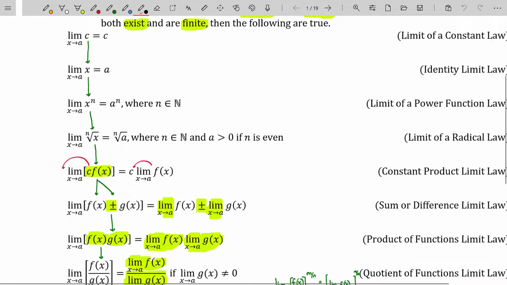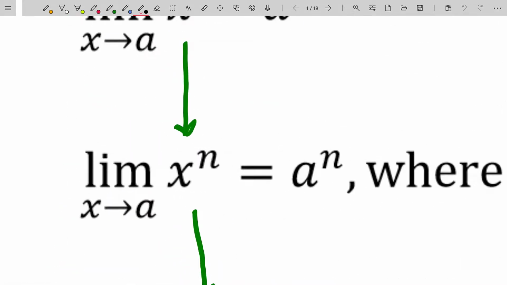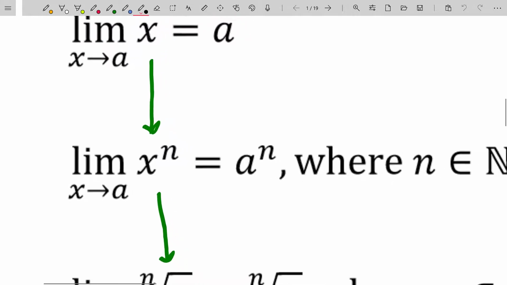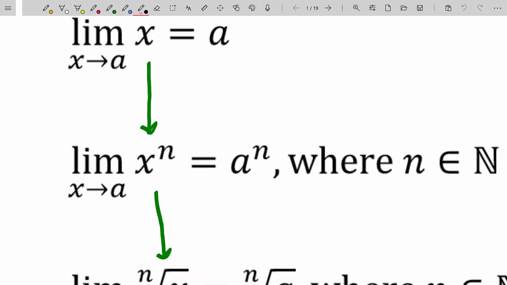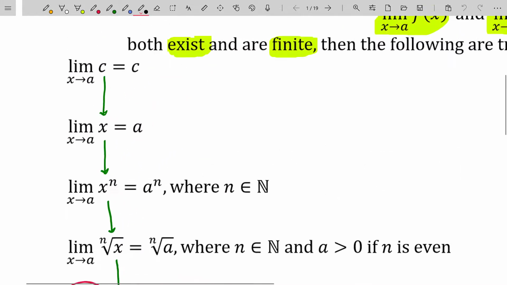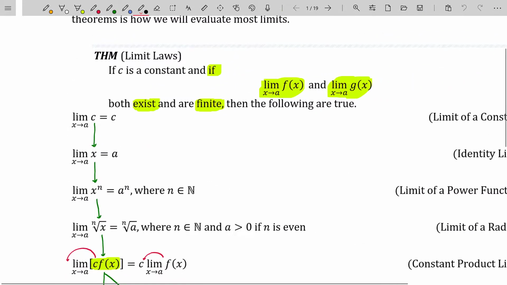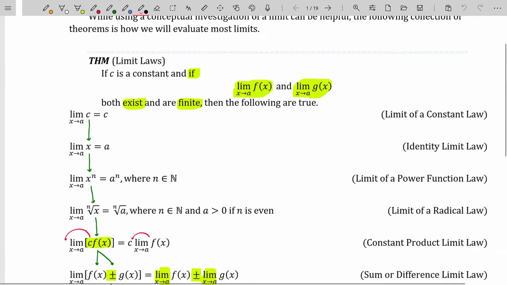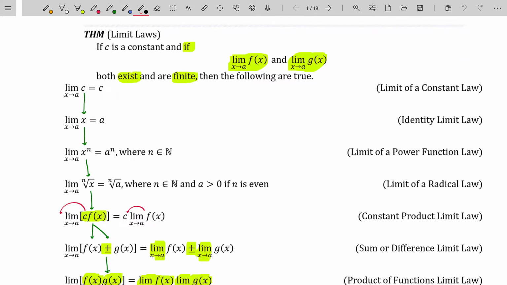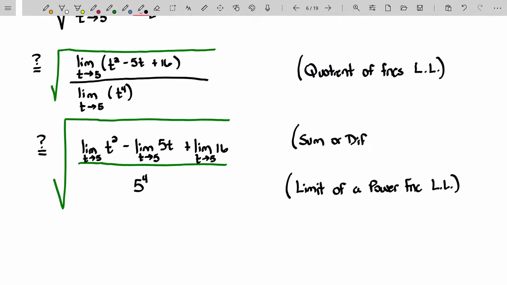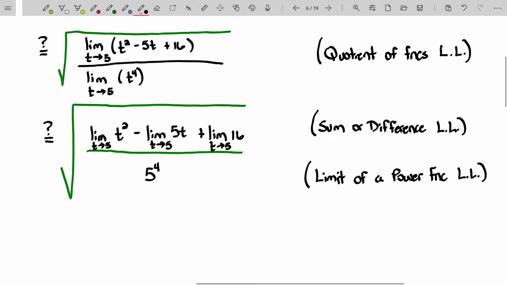The other one we used was this guy right here. The limit as x approaches a, although we were dealing with t, so the limit as t approaches a of t to the nth. Well, that one is actually going to be a to the nth power. I could have just written that, so I should probably have done that. I'll go back and erase and clean that up. So that's the limit of a power function law and the sum or difference limit law. And there you see I've cleaned it up and justified it off to the right hand side.